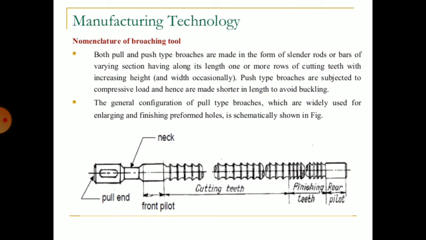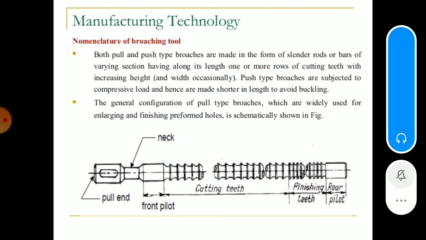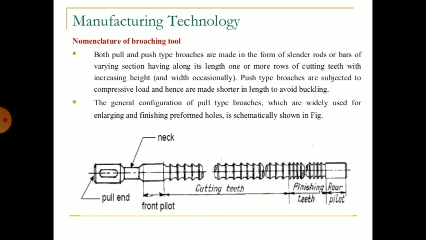Nomenclature of a broaching tool is like that. Both pull and push type broaches are made in the form of slender rods or bars of varying section, having along the length one or more rows of cutting teeth with increasing height. Push type broaches are subjected to compressive load and hence are made shorter in length to avoid buckling. The general configuration of pull type broaches, which are widely used for enlarging and finishing preformed holes.